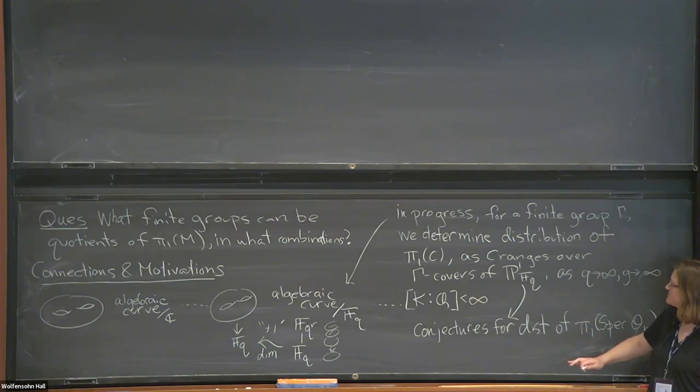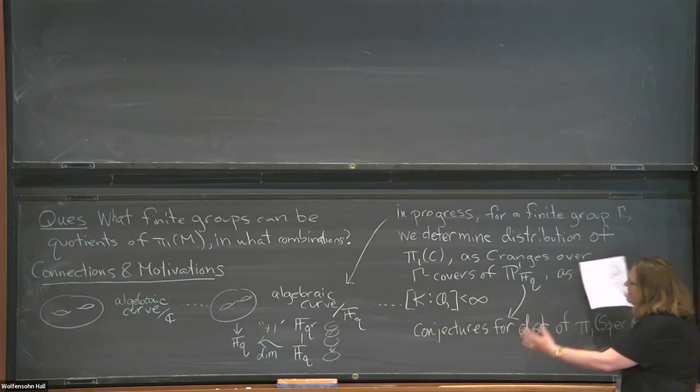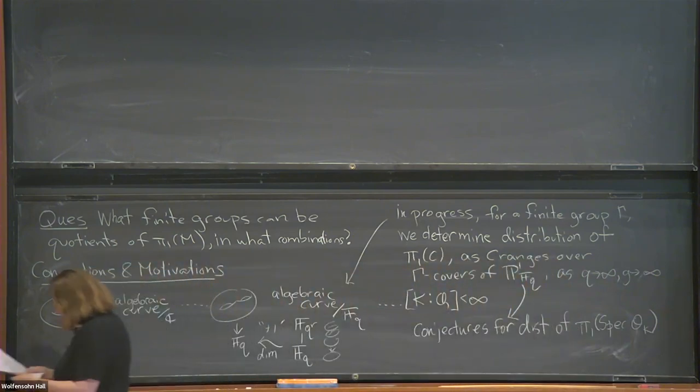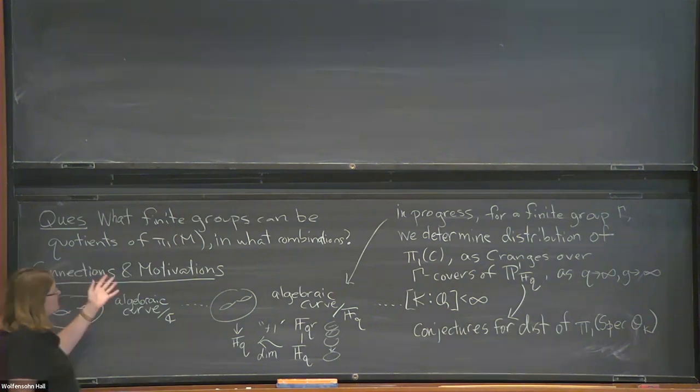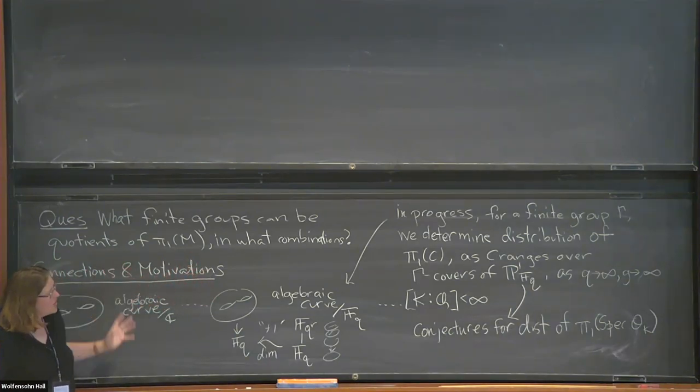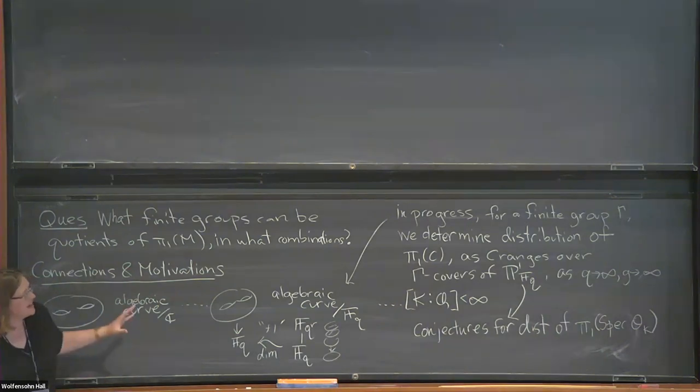Right, so that's kind of how I got into this question about trying to understand the distribution of fundamental groups. What's possible for fundamental groups of 3-manifolds? Because I was interested in this question, and there are all these beautiful analogies, and understanding each piece of these connections can help you understand the other.